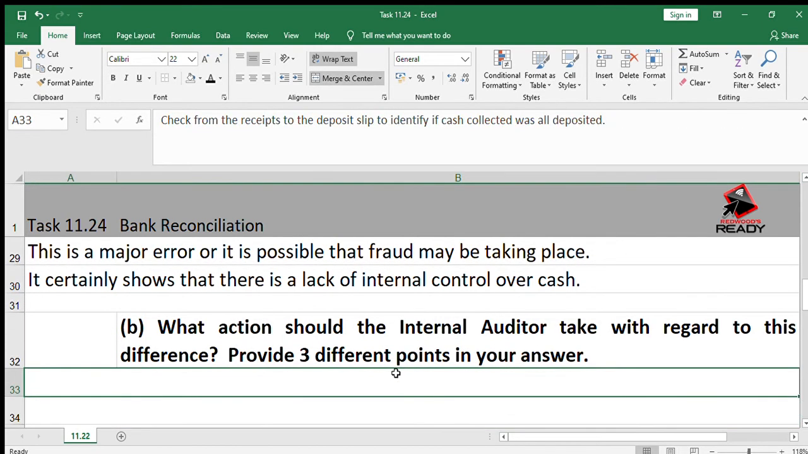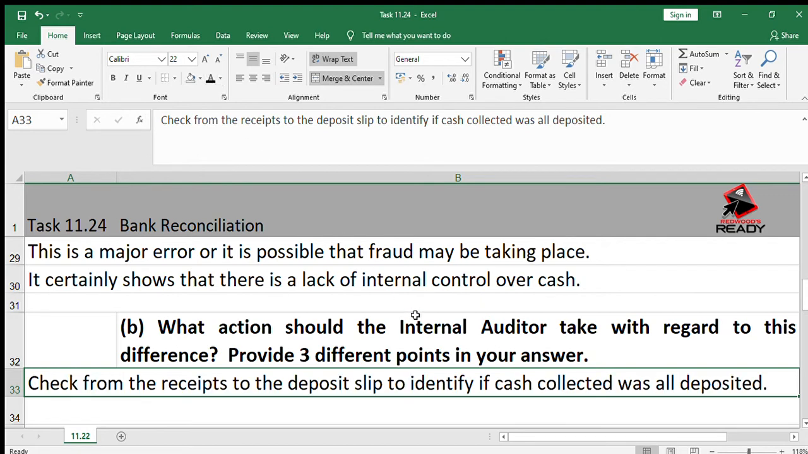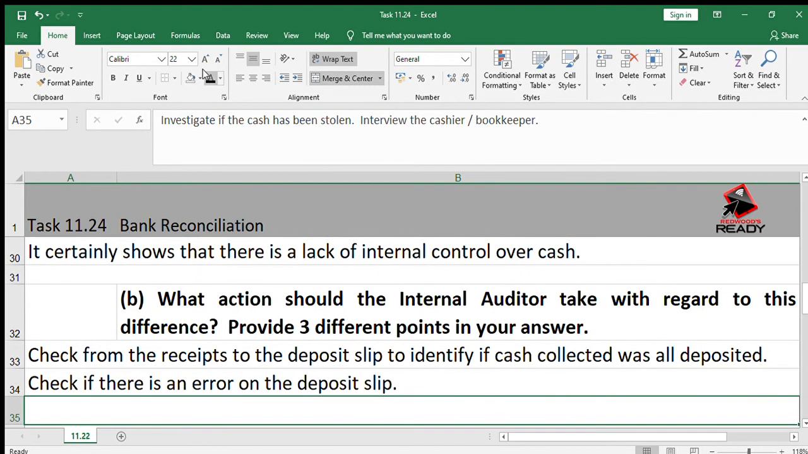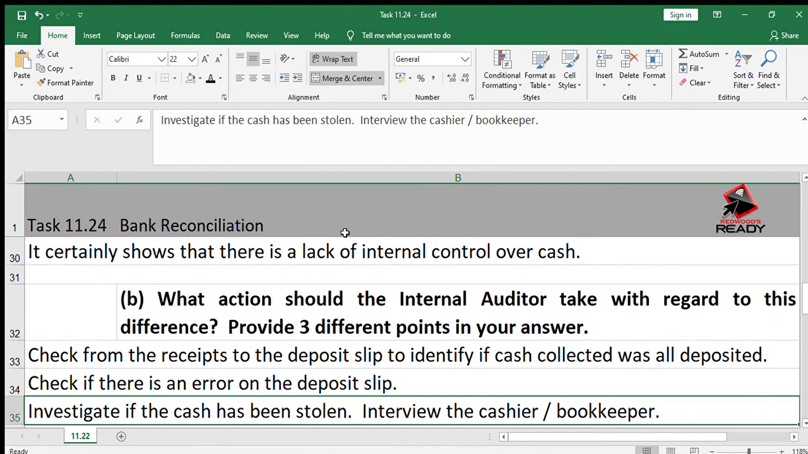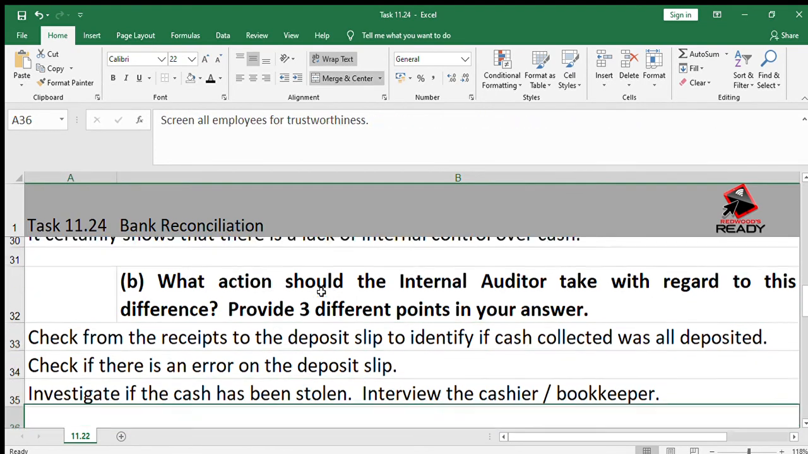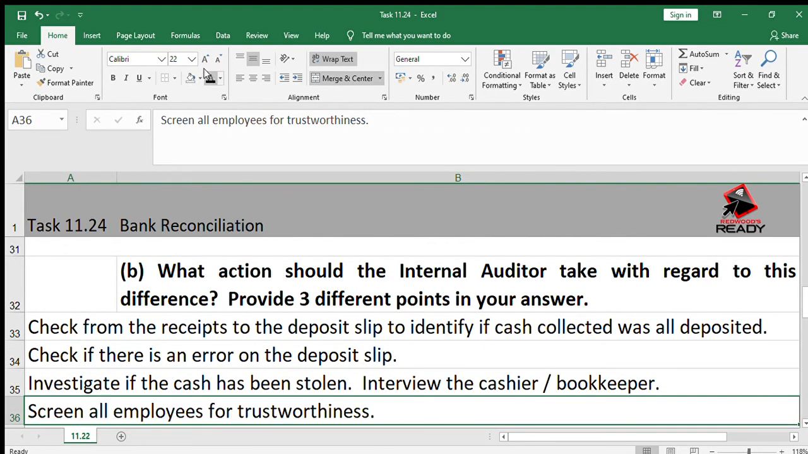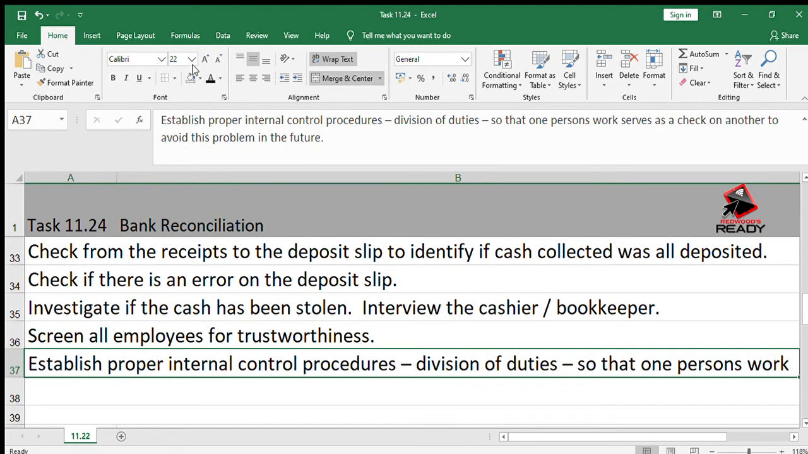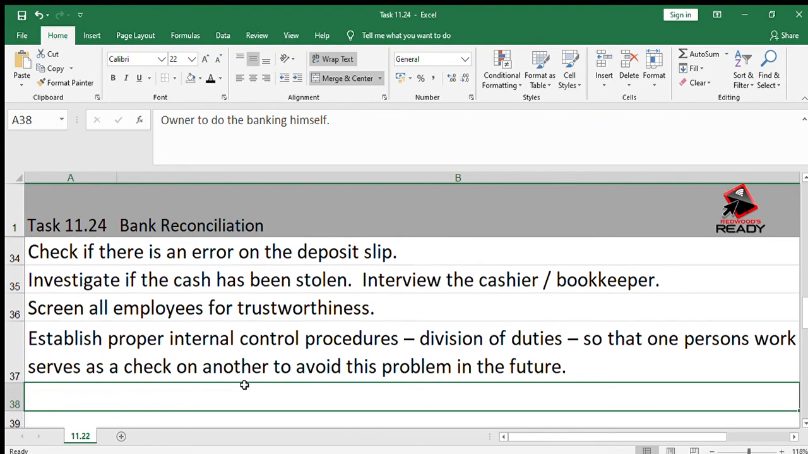And what action should the internal auditor take with regard to this difference? We have to provide 3 different points. Okay, so we have to check from the receipts to the deposit slip to identify if cash collected was all deposited. We have to see if there's an error on the deposit slip. Investigate if the cash has been stolen, so interview the cashier and the bookkeeper. Screen all employees for trustworthiness. Establish proper internal control procedures, division of duties, so that one person's work serves as a check on another person to avoid this problem in the future.